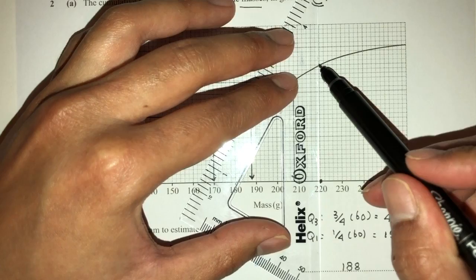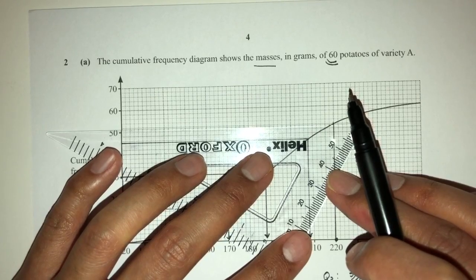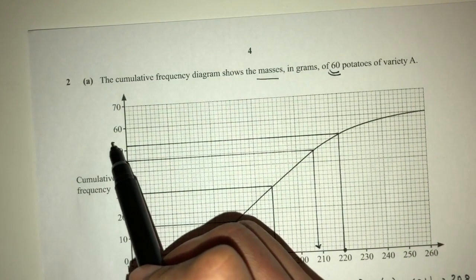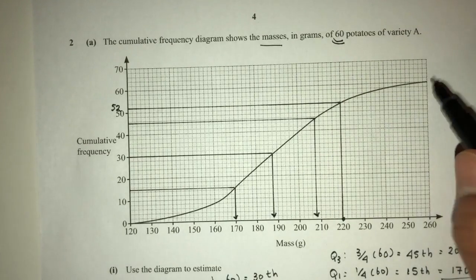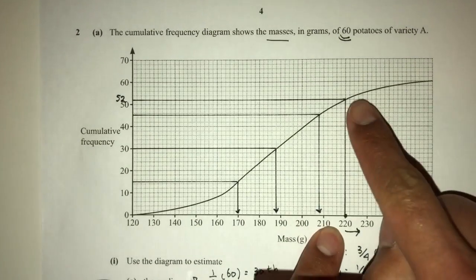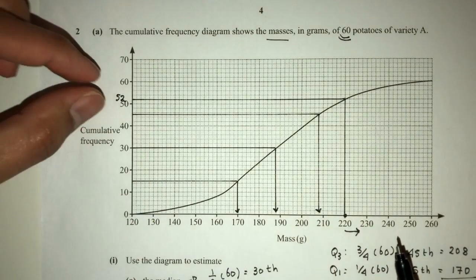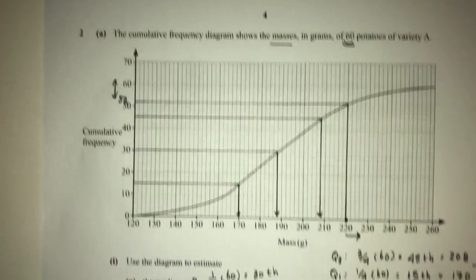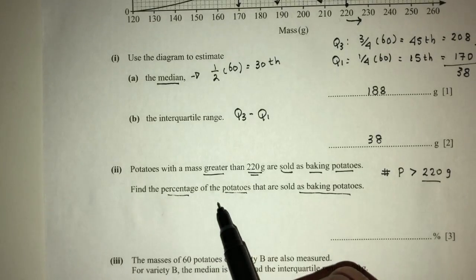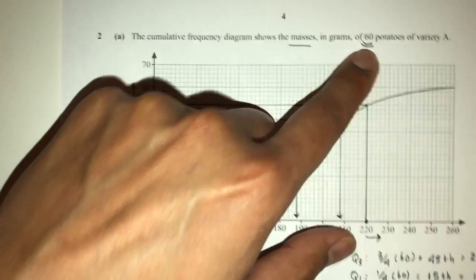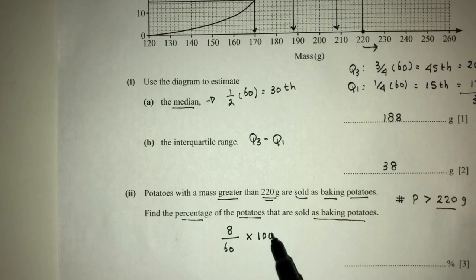Up here, we have to find the number of potatoes at this point, which will be 52. So we know that in total we have 60, and we are looking for more than 220, which is everything else, this part between those two. 60 minus 52, that will be 8. So basically, we only have 8 potatoes which are more than 220, divided by 60, because in total we have 60 potatoes, and then multiply by 100 for the percentage.